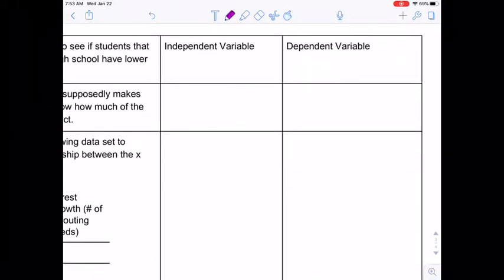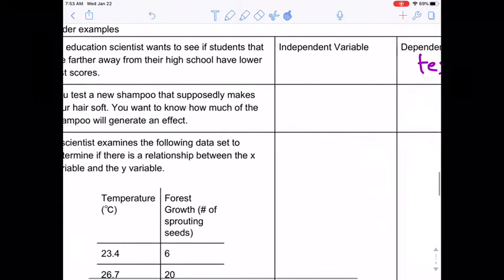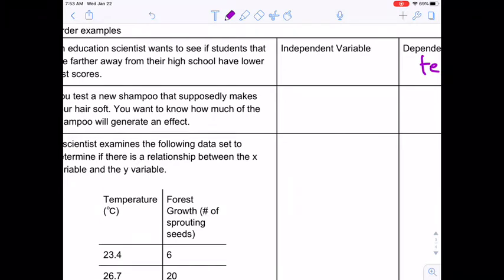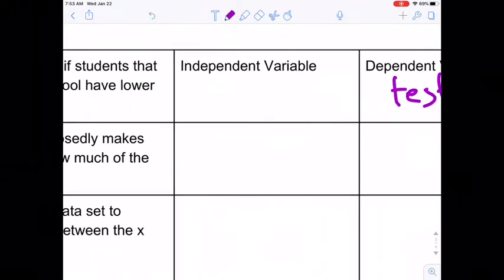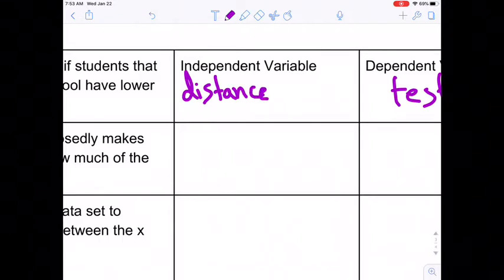Because the dependent variable represents the effect, let's just write that in first. Their test scores. And the independent variable in this example is how far away they are from their high school. So I could write how far away they are from their high school, but instead I'll just use a nice physics variable, which we call distance. Their distance from school. And I don't know what the units would be, maybe measured in miles. MI. That's not an SI unit or a proper physics unit, but that's what we use in America.